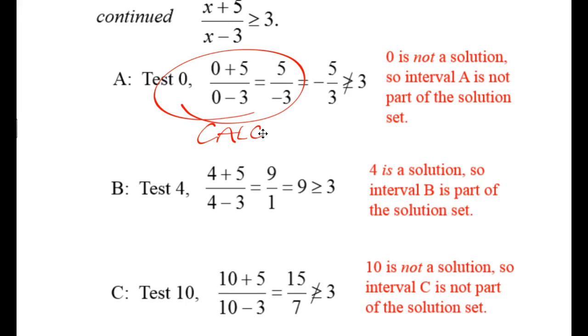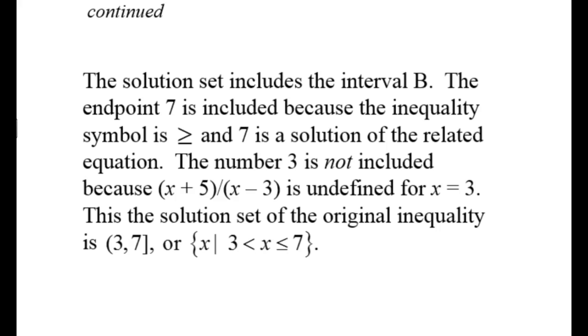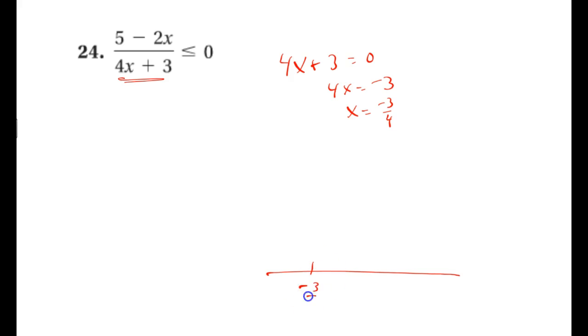But again, I think the only true one is this one, and so their final solution again is between 3 and 7. Remember, you can't let x be 3, that's why there's a parenthesis there. Again, immediately I see that there's a critical value here, 4x plus 3 equals 0, when 4x equals negative 3 or x equals negative 3/4.